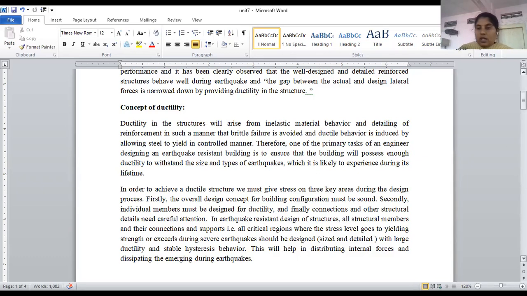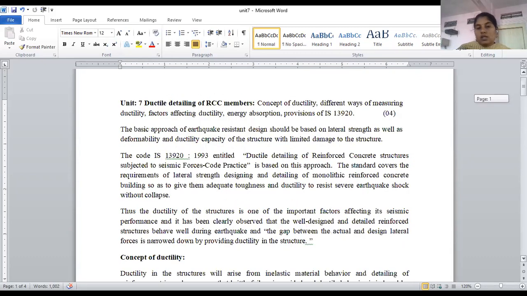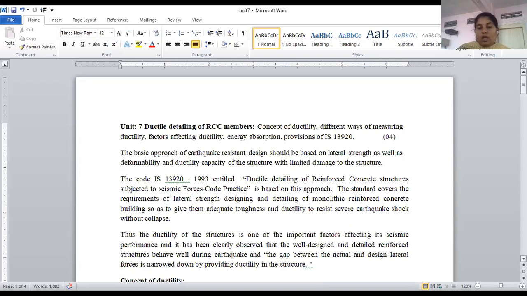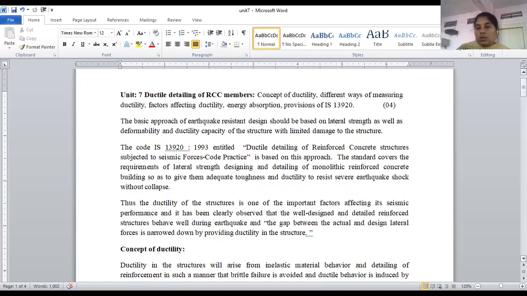Okay, in this lecture we have completed unit number 6 and we have started unit number 7. From this unit number 7, we have learned what the concept of ductility is, and the 3 different parameters that we have to understand to achieve the ductility of the different RCC members. So for this lecture, we'll stop here. The remaining part of unit number 7 we'll see in the next lecture.